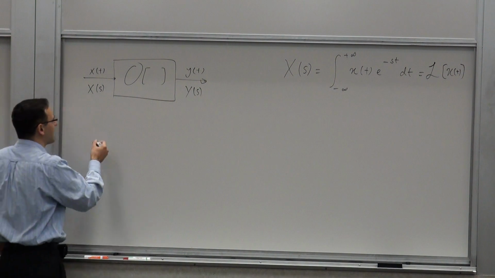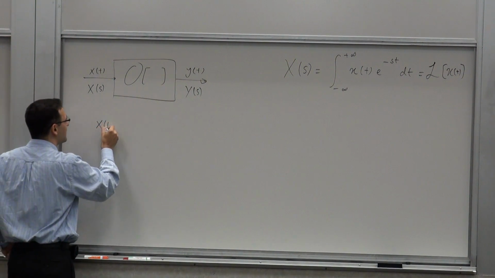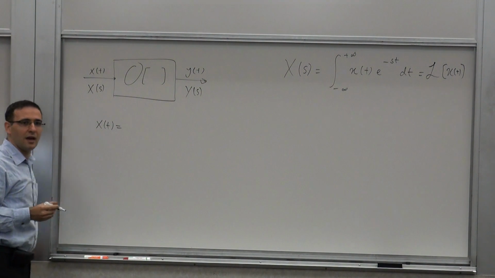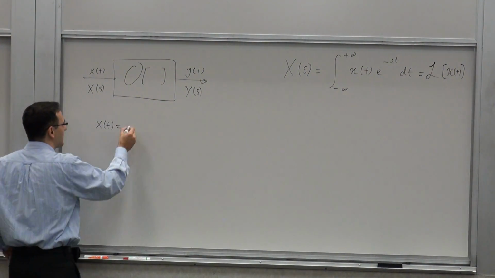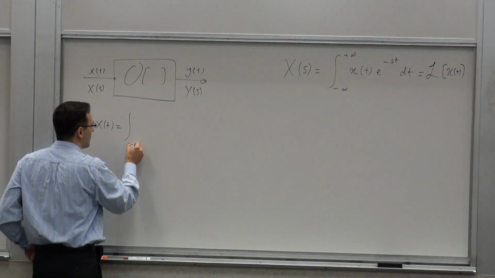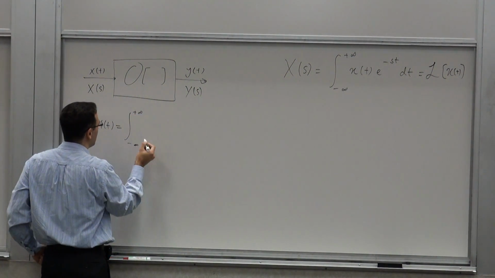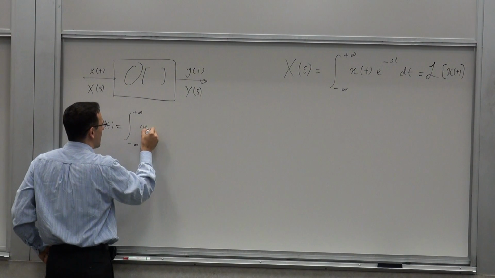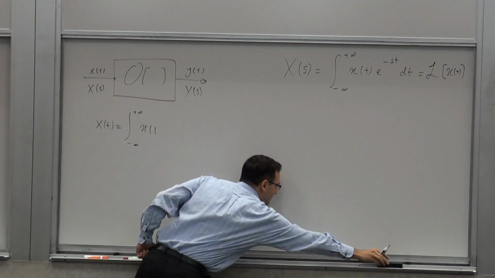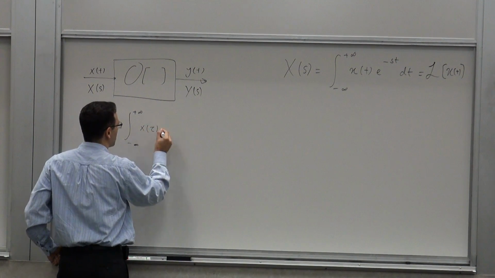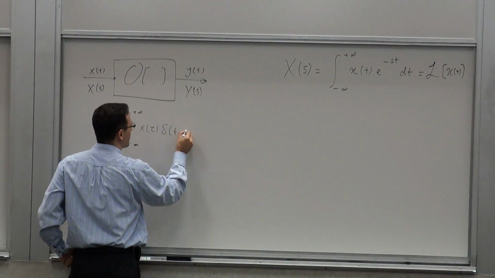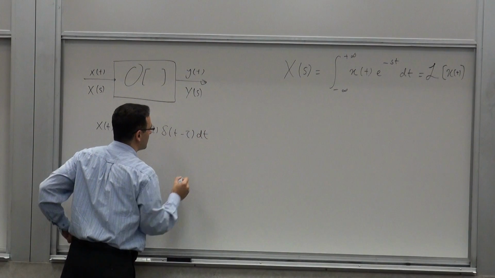Now I know one thing: in time domain, x of t can be written using the shifting property of the Dirac delta. So you can basically always write x of t in this form: an integral from minus infinity to plus infinity of x of tau, delta of t minus tau, d tau.